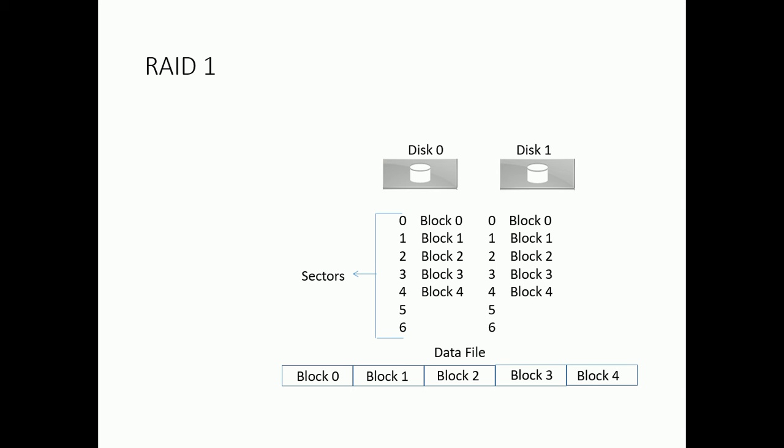A good place to use mirroring is typically operating system drives because you only write once, but you read many, right? So you write once, read many. Some people call that WORM, right? Write once, read many.